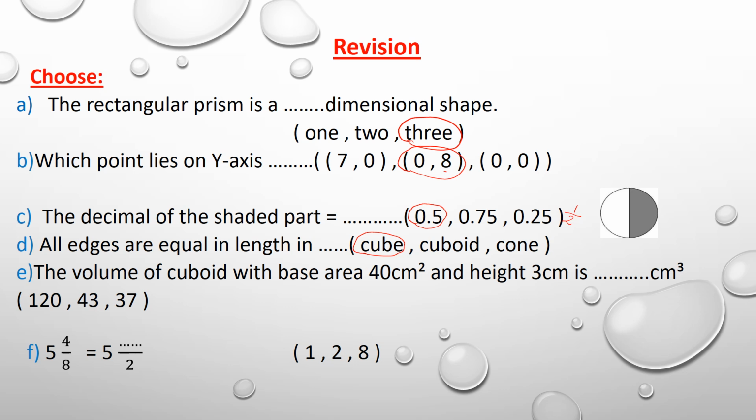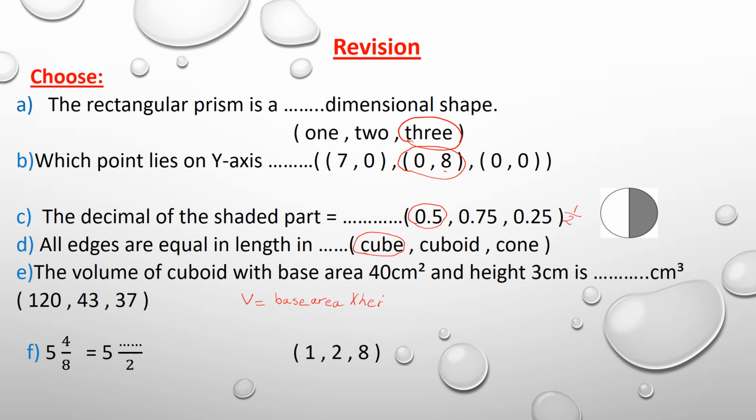The volume of cuboid with base area 40 centimeter square and height 3 centimeter is dot centimeter cube. First, we must write the rule of the volume. We have two rules of volume. Volume of cuboid equals length times width times height, and volume of cuboid equals base area times height.